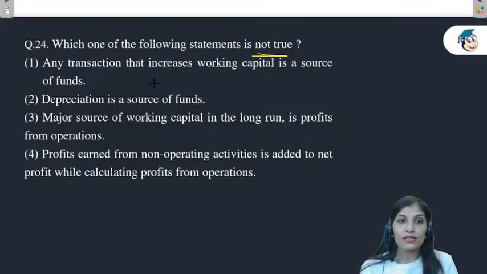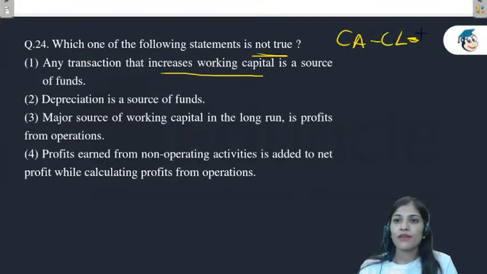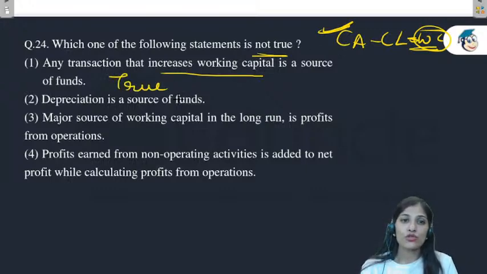Now, which of the following statement is not true? Any transaction that increases working capital is a source of funds. Depreciation is a source of fund. Major sources of working capital in long term is profits from operations. Profits earned from non-operating activities, it added to net profit while calculating profits from operations. C. Any transaction that increases the working capital. See, if any transaction is increasing the value of working capital, that means we are increasing the current assets and it is the source of funds. Okay, so it is true.